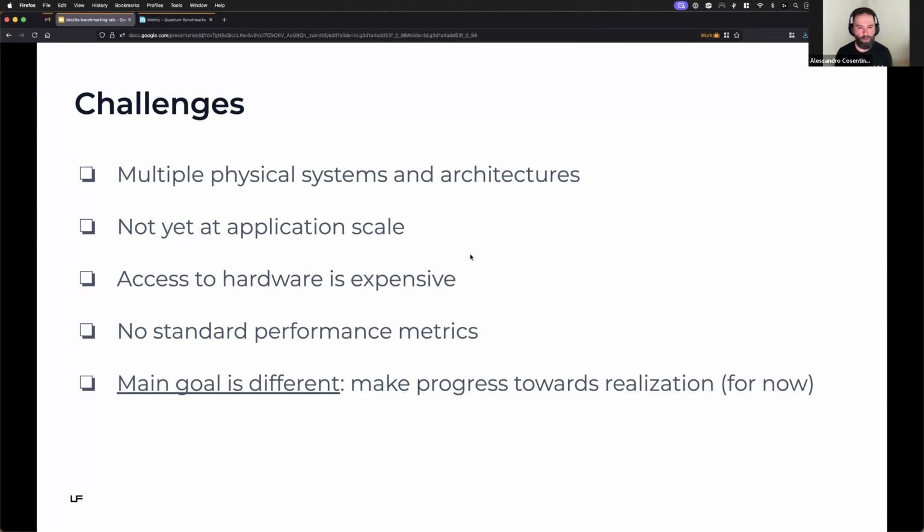Here, the goal is slightly different for now. Soon it is going to be similar: which quantum computer runs some specific application faster or better than the other. But right now, the main goal is actually making progress and understanding if any of these directions are going the right way, to understand in general how the field is progressing. And it's still very much research oriented. So I wanted to make that clear.